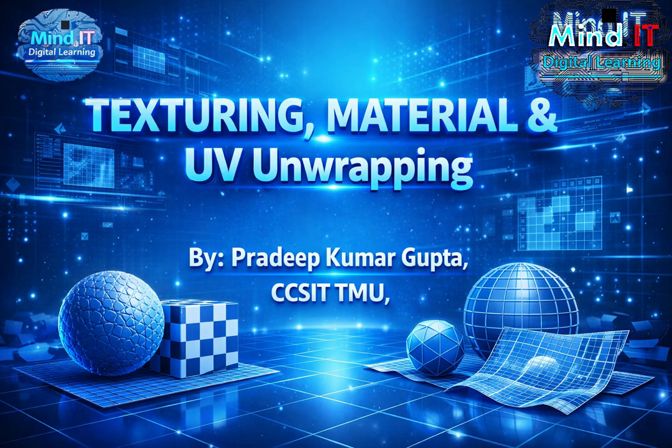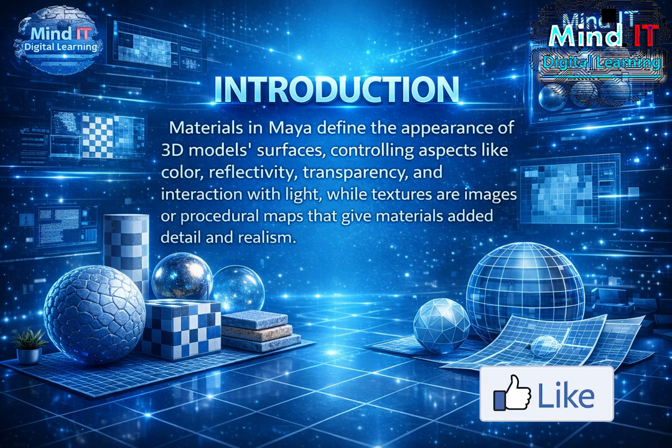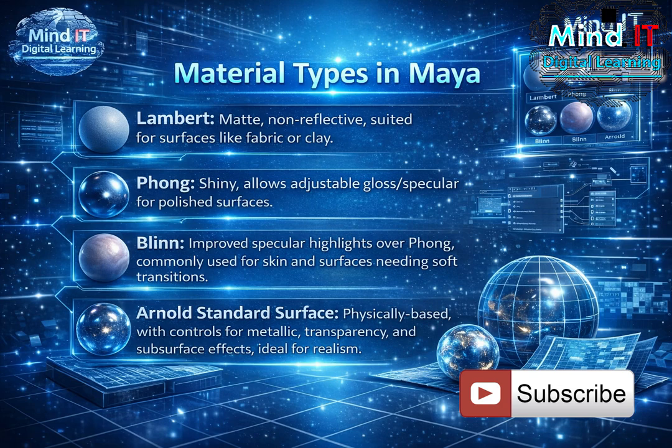Texturing, material, UV unwrapping. Materials in Maya define the appearance of 3D models' surfaces, controlling aspects like color, reflectivity, transparency, and interaction with light, while textures are images or procedural maps that give materials added detail and realism.